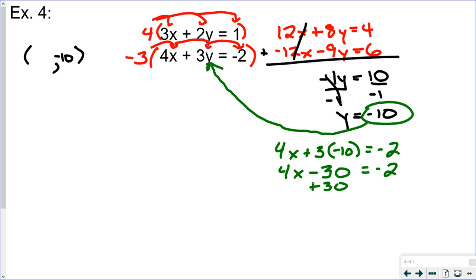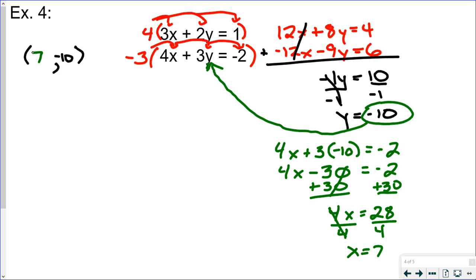Add 30 to both sides. 4x equals 28. Divide by 4. And x equals 7. So there's the other half of my answer. And again, you can plug that in and make sure it makes both of those equations true.